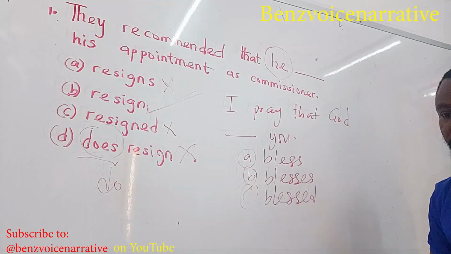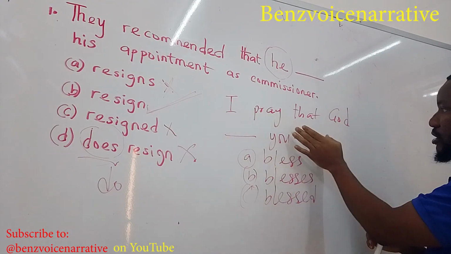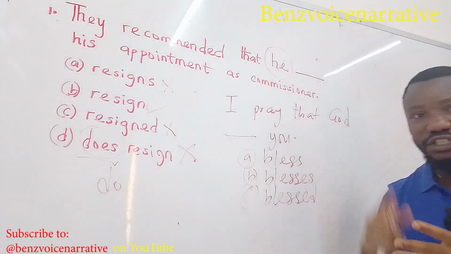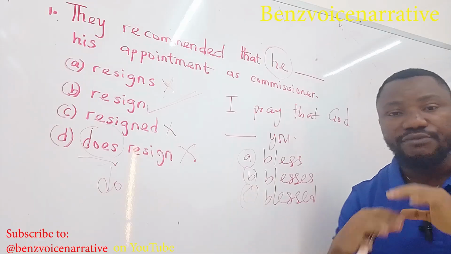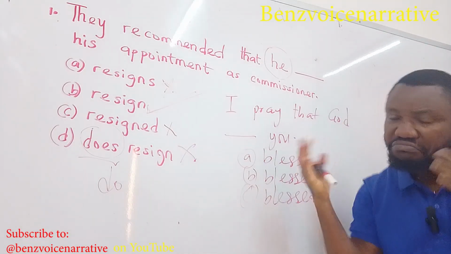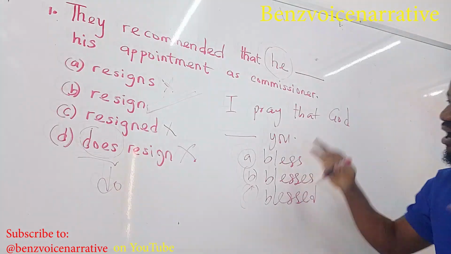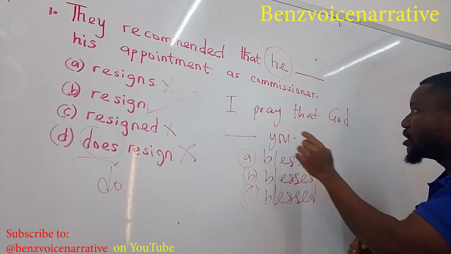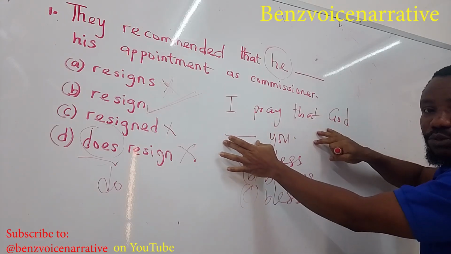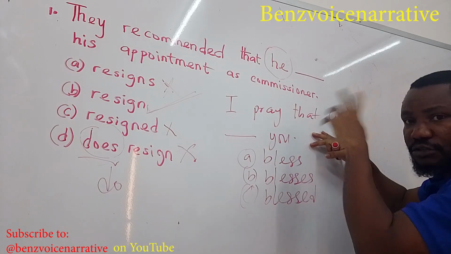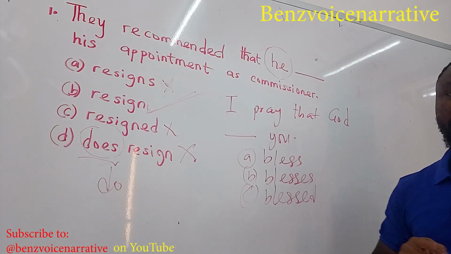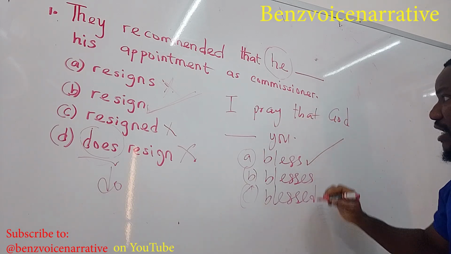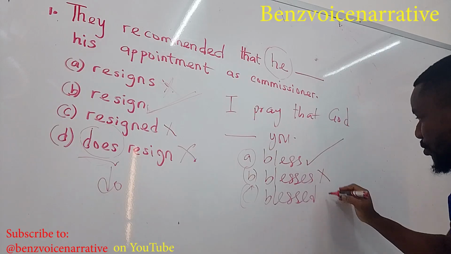Remember from the definition that when you have a main clause that is followed by a that subordinate clause, and the main clause is talking about prayer, decision, necessity, recommendations, commands, requests, insistence, all of that, the verb in the that subordinate clause, the verb in the mandative subjunctive clause, will always be at the base form. So that is why I pray that God bless you is the right answer, and I pray that God blesses you is wrong. I pray that God blessed you is wrong.